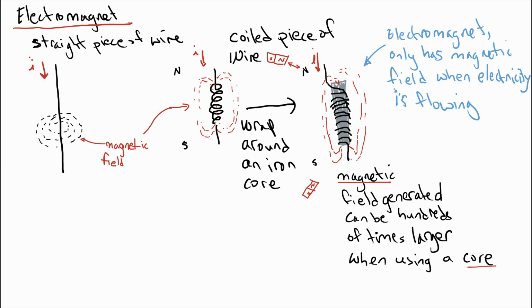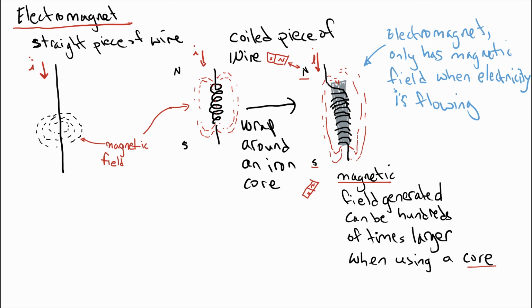Now, if we put in an iron core and then wrap our wire around it, then the magnetic field generated can be hundreds of times larger when using the core. So this on your right, its magnetic field can be hundreds of times stronger than just a coiled wire without the core. And again, it has a north and it has a south pole.